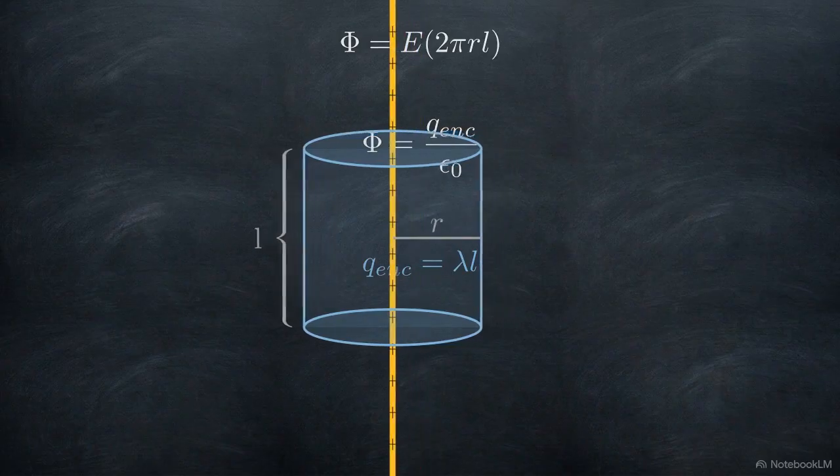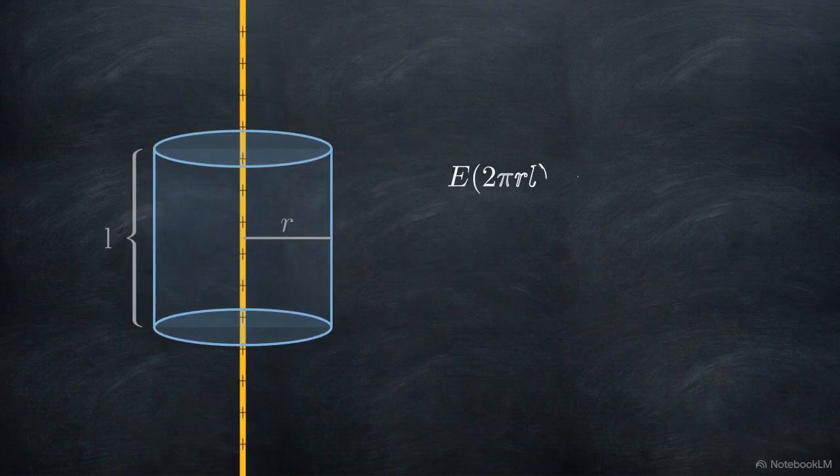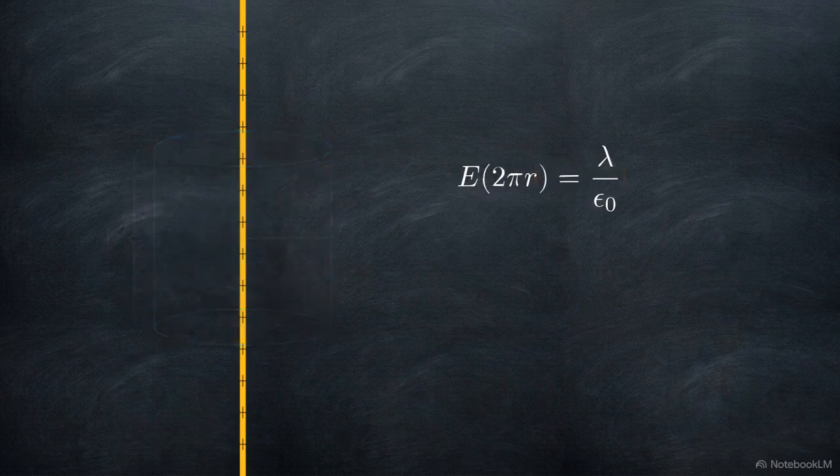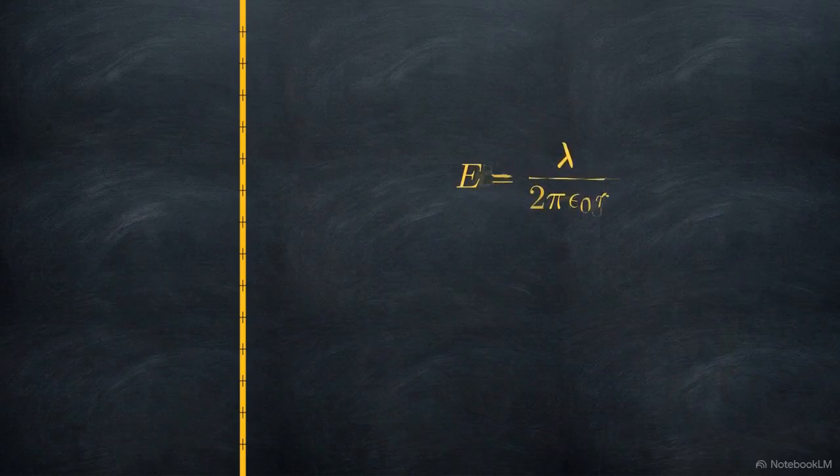Next, we must determine the exact amount of charge trapped inside our imaginary cylinder. We use the linear charge density, lambda, which represents the charge per unit length. The enclosed charge is simply the charge density multiplied by the length L of our cylinder. Now we equate our flux expression with our enclosed charge expression. You'll notice the length variable L appears on both sides of the equation.